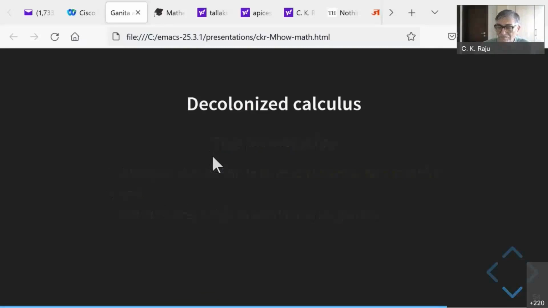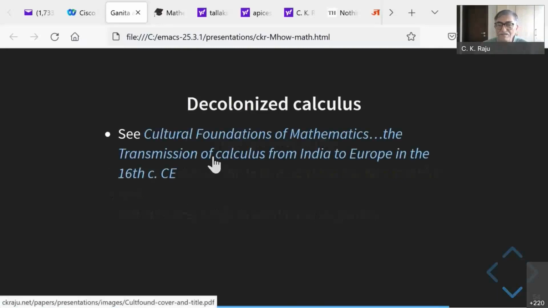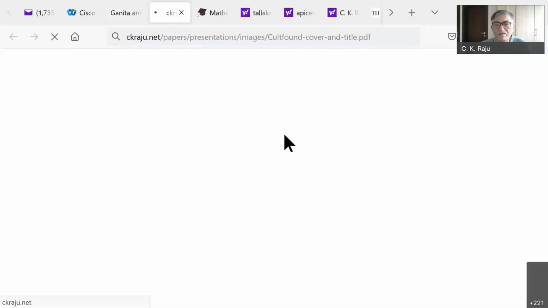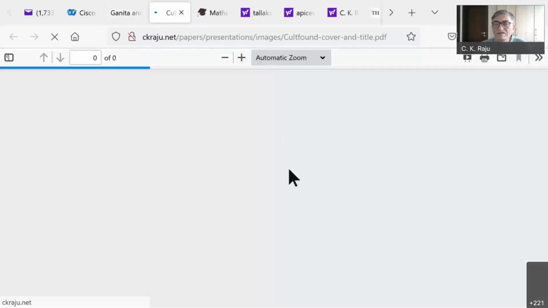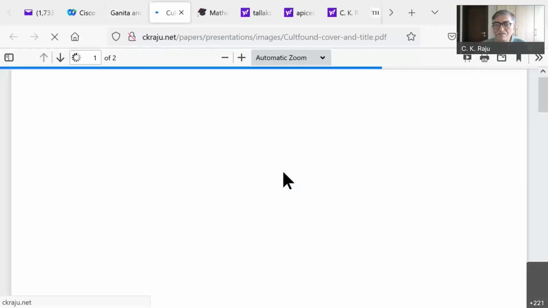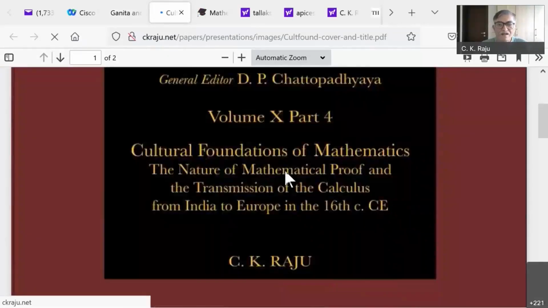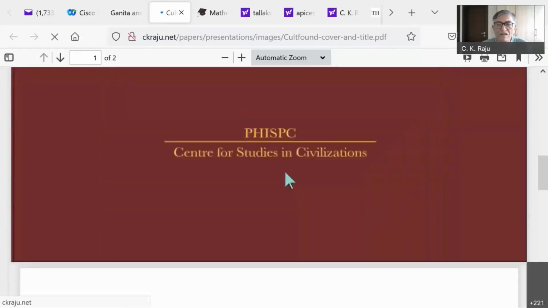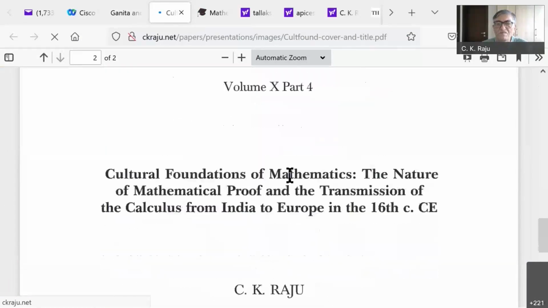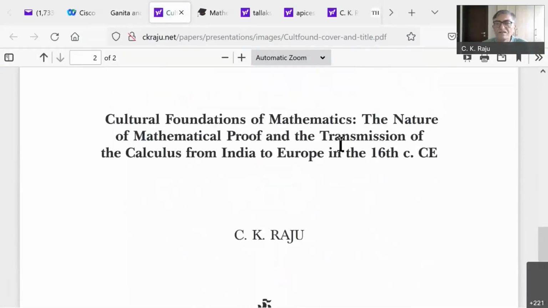You can read those. The point is, this is my book, Cultural Foundations of Mathematics. It's a very big, huge book, and it is about the transmission of the calculus from India to Europe in the 16th century. So this is the book. And if you see the subtitle, it's about the transmission of calculus from India to Europe in the 16th century.